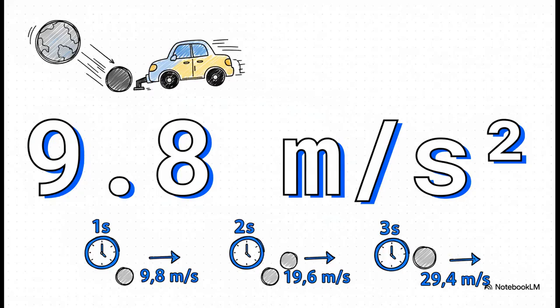Here on our planet Earth, the value of this special acceleration, g, is about 9.8 meters per second squared. So what does that mean in simple words? It means that for every single second an object is falling, its speed increases by 9.8 meters per second. So after 1 second, it's moving at 9.8. After 2 seconds, it's at 19.6, and so on. It's like gravity is pushing down on a car's accelerator and never letting go.